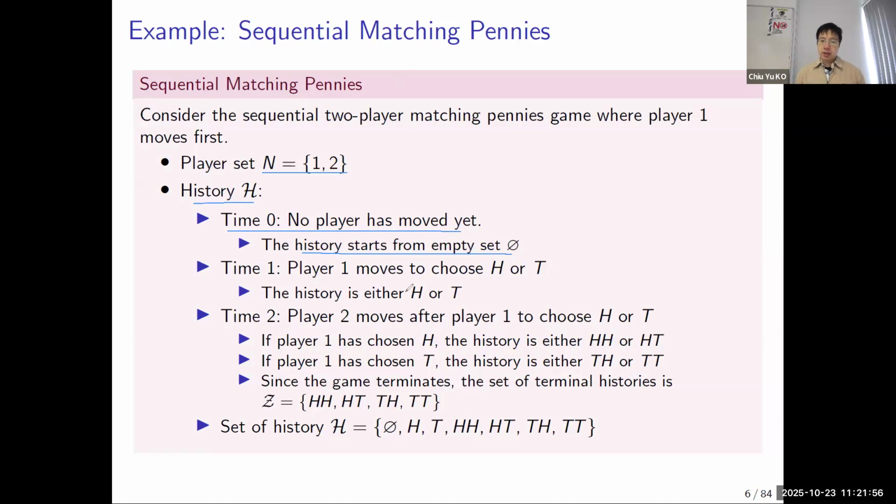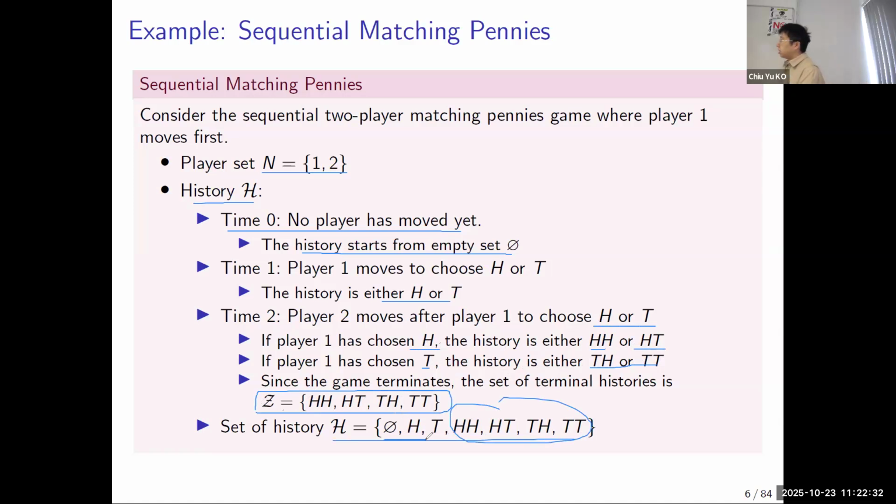So at that point, the history is either head or tail. And player two can choose head or tail afterward. If player one chooses head, the history is either HH or HT. If tail, it is TH and TT. Because the game terminates, these are all the terminal nodes. Do look at that: history is what has been done over the past, not just the last move. You have to include all of them. So that's a set of histories.